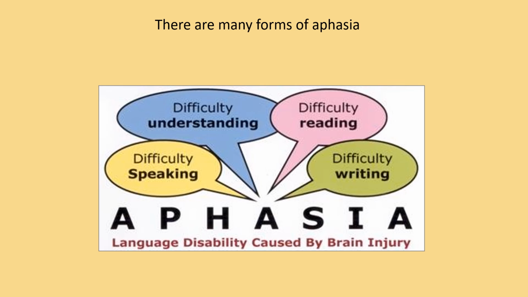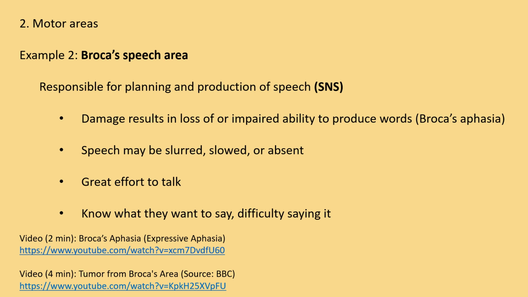So there are many forms of aphasia. Aphasia can show up as difficulty speaking, or difficulty understanding and comprehending language. Maybe the person is no longer able to make sense out of written words, and maybe the person is no longer able to write. We'll talk about Broca's aphasia. Down the road, we'll also talk about a different type of aphasia called Wernicke's aphasia. So Broca, let's start with that.